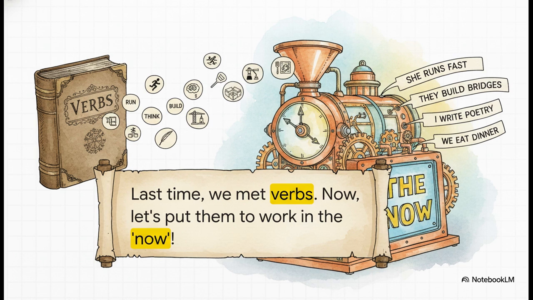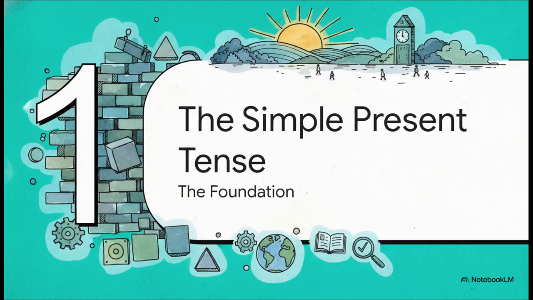Today, we're going to put those verbs to work, right here in the now, by exploring all the different ways we can talk about the present moment. Okay, let's start with the absolute foundation, the simple present tense. This is your go-to, your bread and butter, for things like facts, habits, and all those daily routines. Stuff like the sun rises in the east, or I drink coffee every single morning.